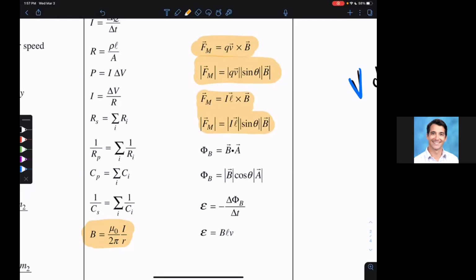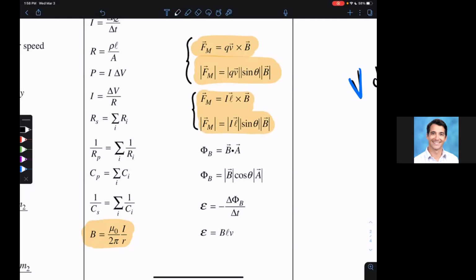These are both equations for the magnetic force. They apply to two different things. The top one applies to a charged particle moving through a magnetic field. This one applies to a wire of length L in a magnetic field. So wires will feel forces in magnetic fields when current is flowing through them, but also just individual charges will feel forces as well.